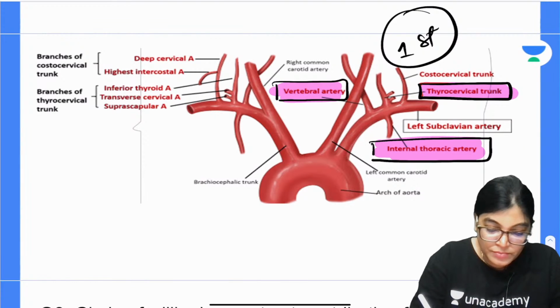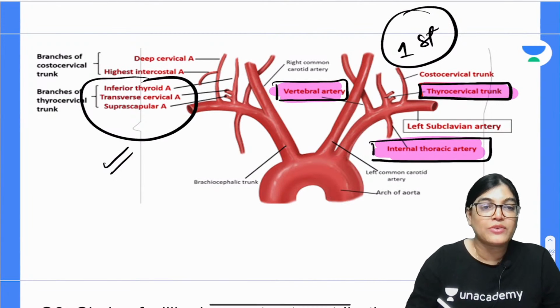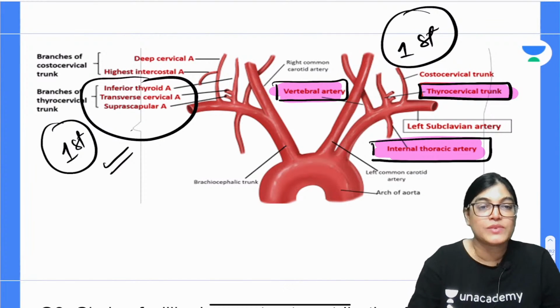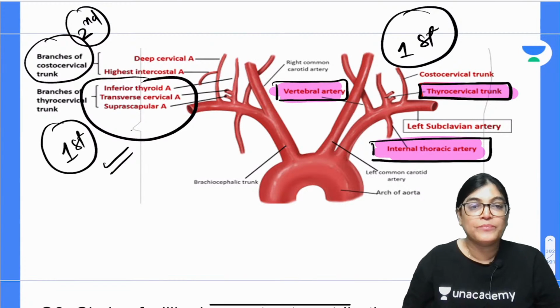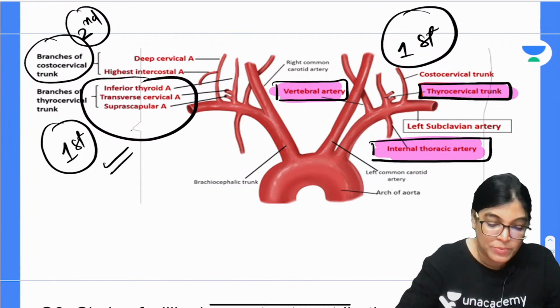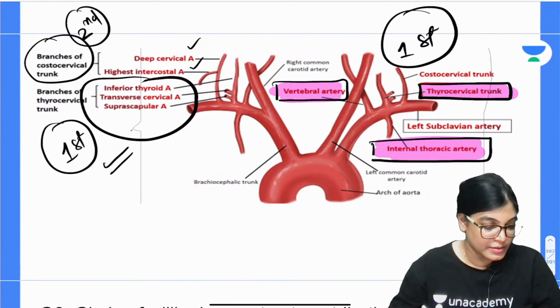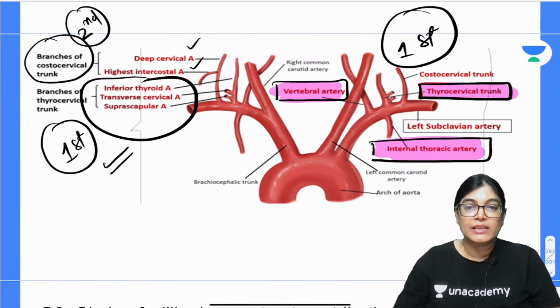Second part is the costocervical trunk. Also, the branches from the thyrocervical trunk have been shown. The branches from the thyrocervical trunk, which is a branch from the first part of the subclavian artery, are inferior thyroid, transverse cervical and suprascapular. We also have the costocervical trunk, which is a branch from the second part of the subclavian artery. The second part of the subclavian artery gives branches deep cervical and highest intercostal arteries. Third part, dorsal scapular artery.